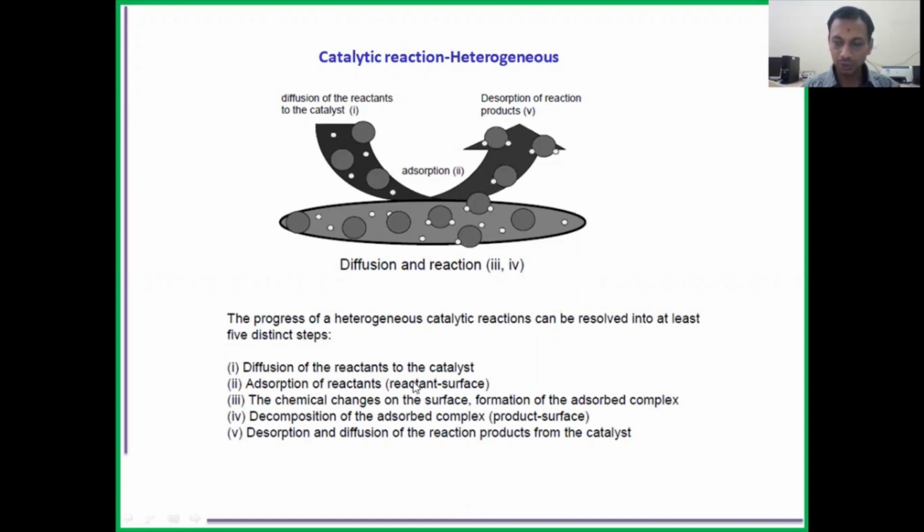Diffusion of the reactant to the catalyst. On the surface of the catalyst, it can diffuse. Adsorption of reactant on the surface. The chemical changes on the surface, formation of the adsorbed complex, and the decomposition of the adsorbed complex is possible, and it can be converted into product. And then desorption and diffusion of the reaction products from the catalyst. At last, you can get the separate product from the catalyst.